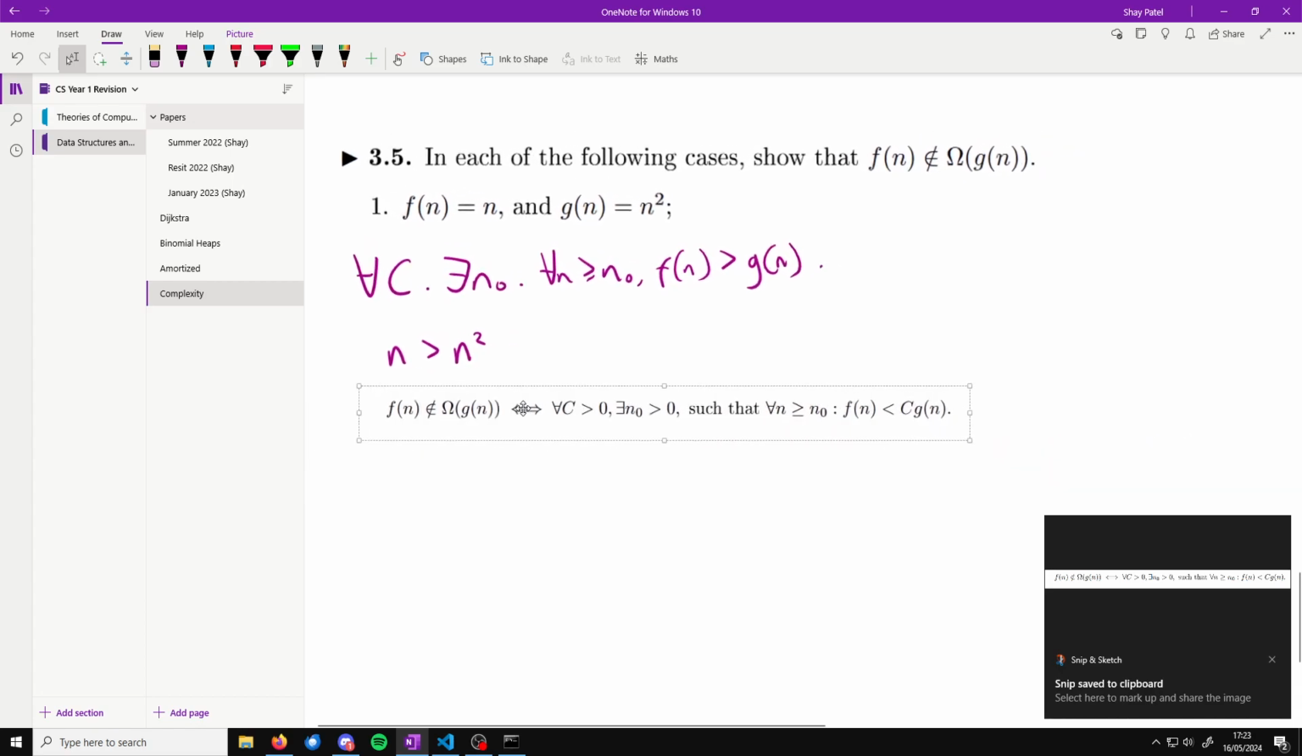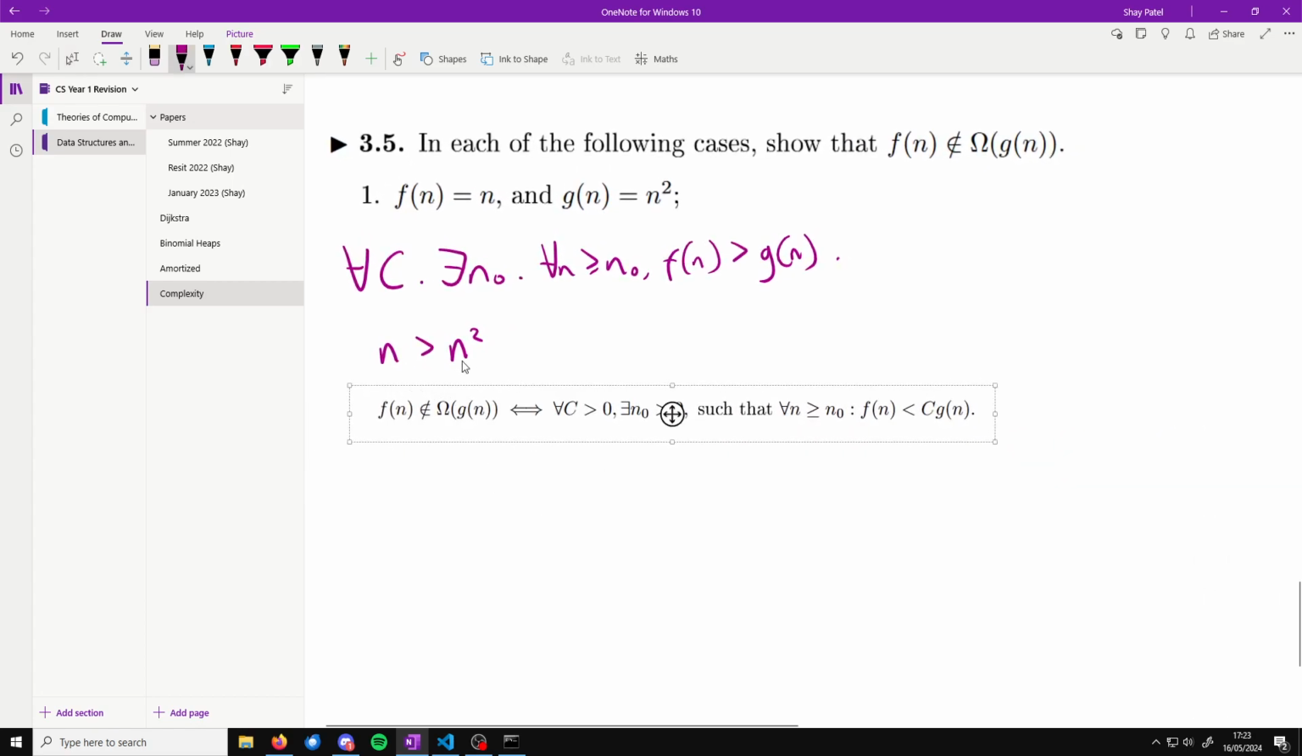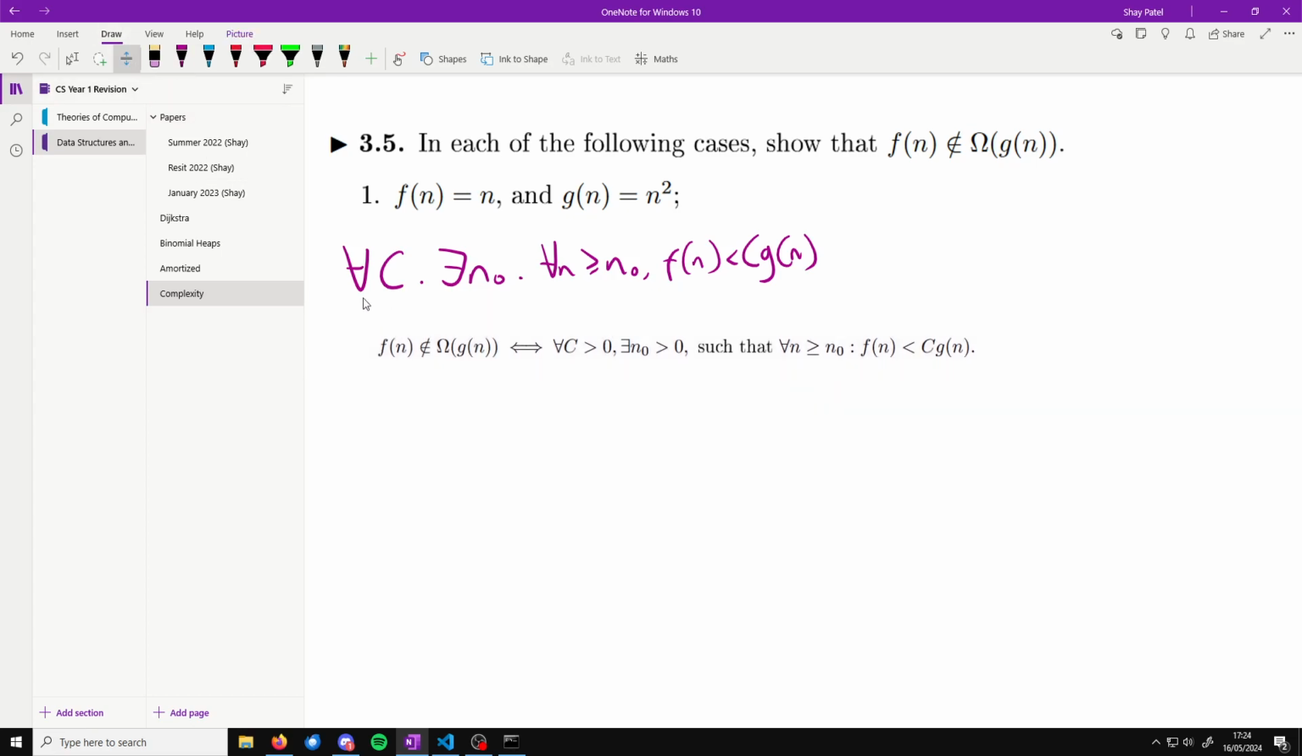Okay, so f of n is not in omega of g of n if for all c there exists an n0 such that for all n greater than or equal to n0, f of n is less than... Right, because this is a lower bound, so we want to prove that this isn't a lower bound, so it would actually be less than. Yeah, and I forgot the c there. So what this would actually be is f of n, which is n, is less than cn squared.